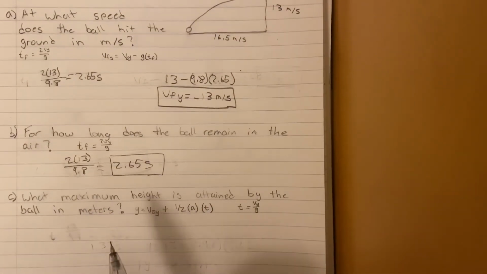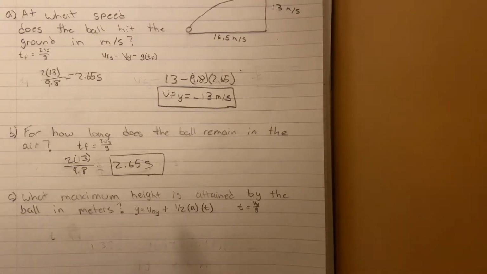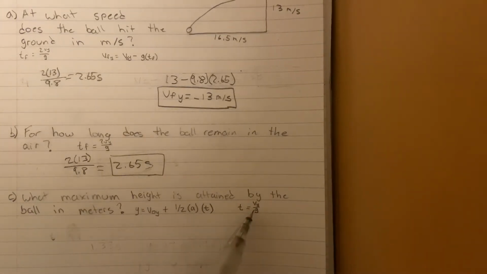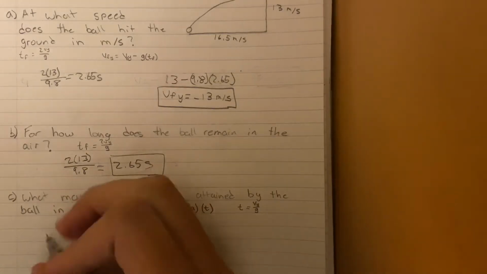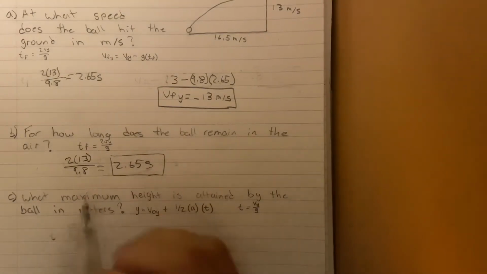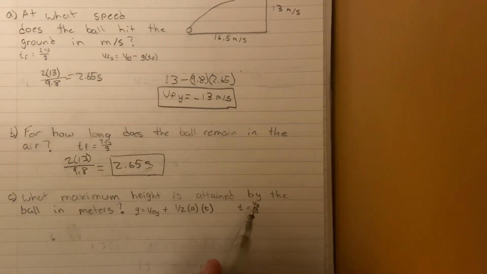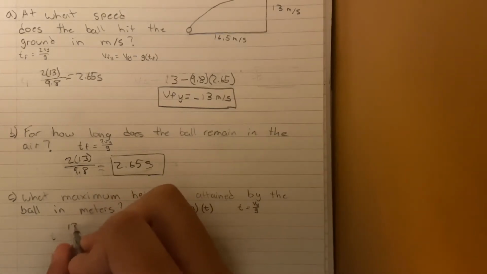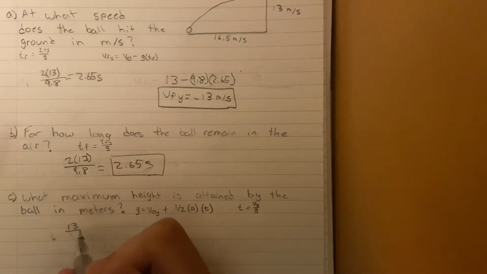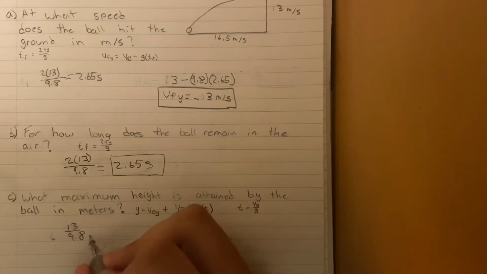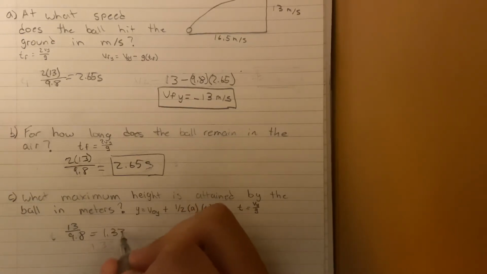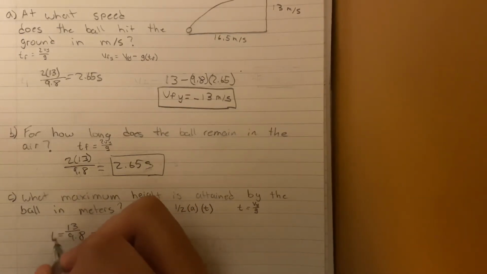What maximum height is attained by the ball in meters? So to start this, we have to find out the halfway point for our time. So doing this, instead of multiplying our initial velocity in the y direction by 2, we're just going to multiply it by 1, so 13 over 9.8. This gives us 1.33 seconds, and that is what our time would be.